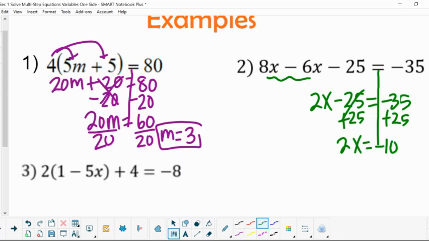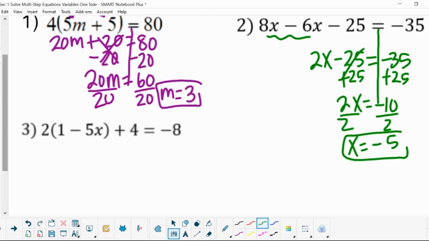Okay, let's finish it. Everybody tell me how to finish. Divide by 2, good. Negative 10 divided by 2, what's our x? Negative 5. Any questions so far? So we've got to distribute first if it's there, combine the like terms next if it's there.